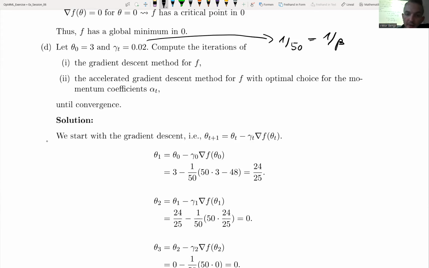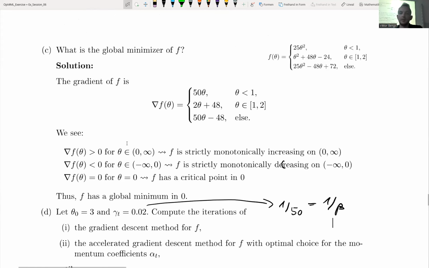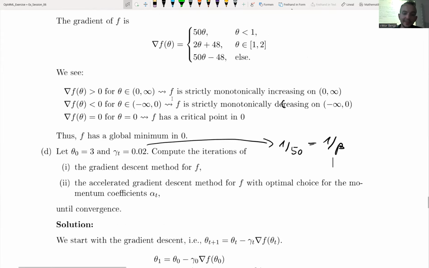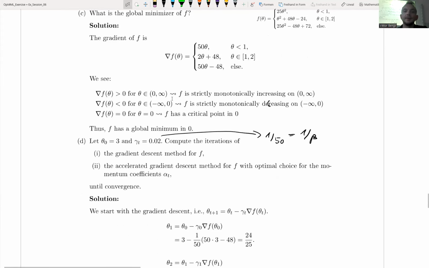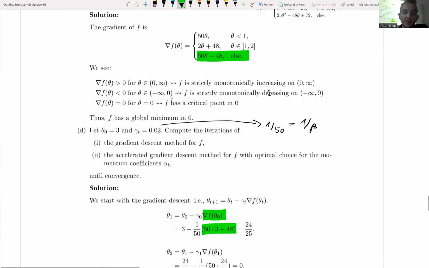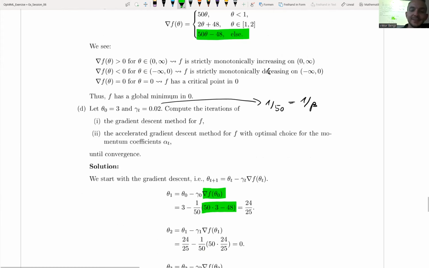At point 3, we are in this else case. This is why we use this one, plugging in 3 for the theta, calculating it by heart, of course. This is what we always do, but of course, if necessary, you will use a calculator in the exam for such cases.